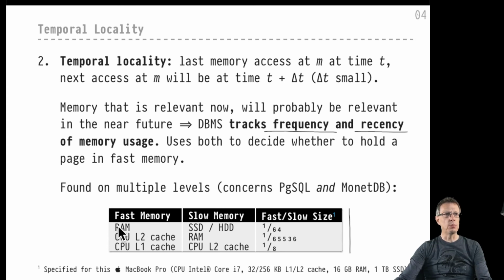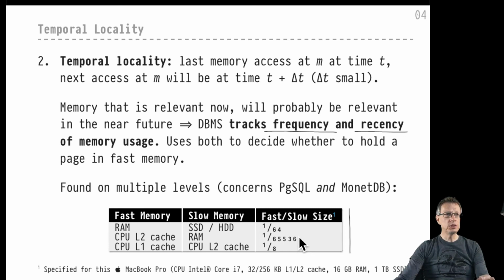And it's the same on the level above that. So the CPU L2 cache, close to the CPU already, is unfortunately significantly smaller than RAM. On this particular machine, the cache is smaller than RAM by a factor of over 65,000. So really deciding on the very tiny parts of RAM that we can hold in the deep CPU cache will make a difference here.